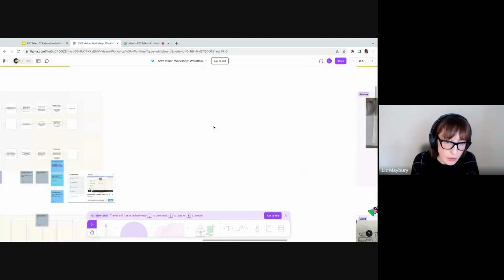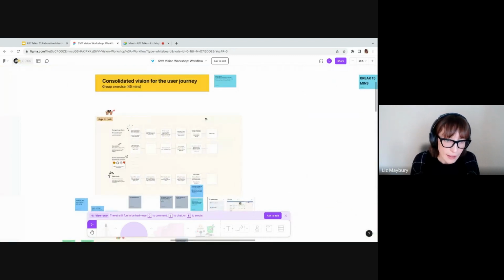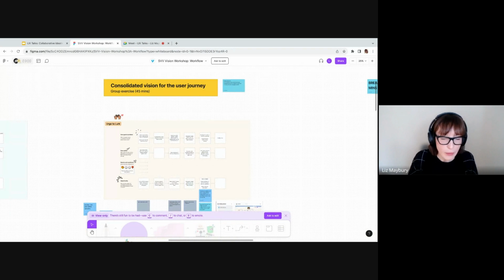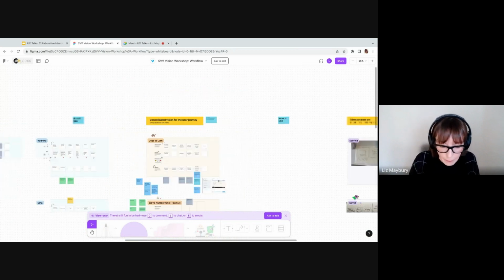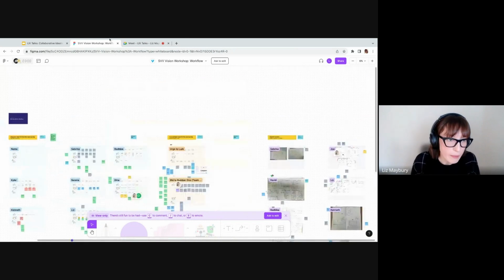They did some team journeys as well. And I worked with my PM. We were able to pull these together into a more consolidated journey map vision that we could use to inform a lot of our work in this area.